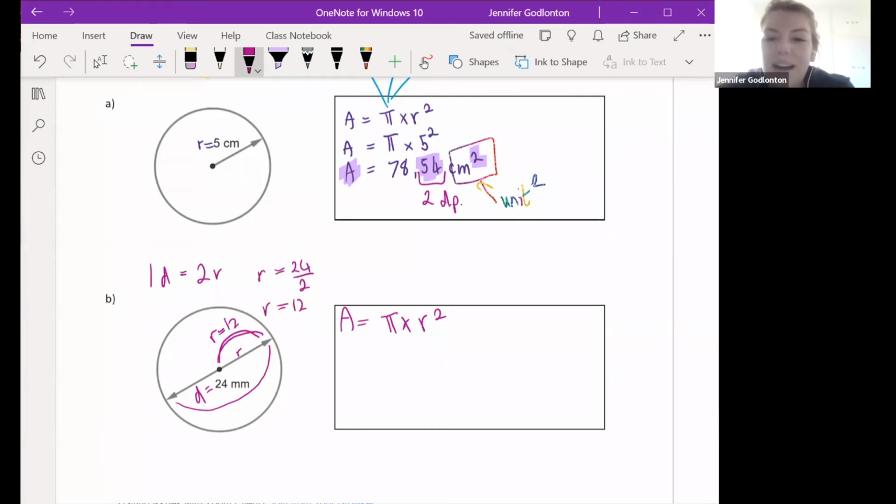So we now can just put that into our formula. Our area is equal to pi times 12 squared. Now I want you all to practice putting that into your calculator to make sure that you are getting the correct answer. I'm going to give you all a second to try and do it by yourselves, and then I'll put the answer up on the board just so you can make sure you're right.